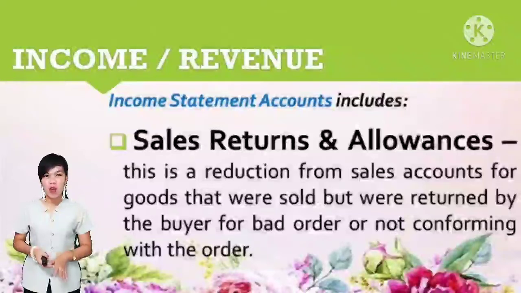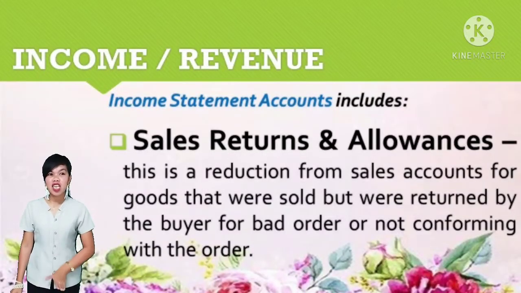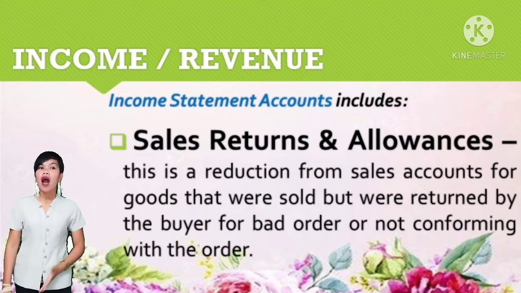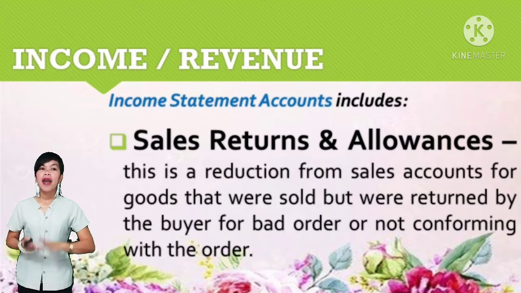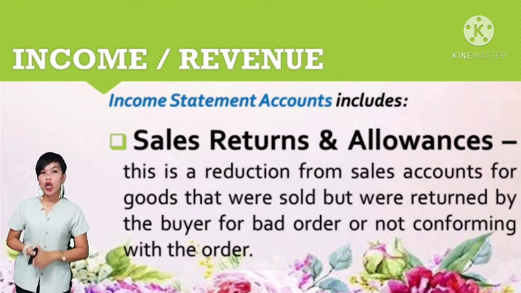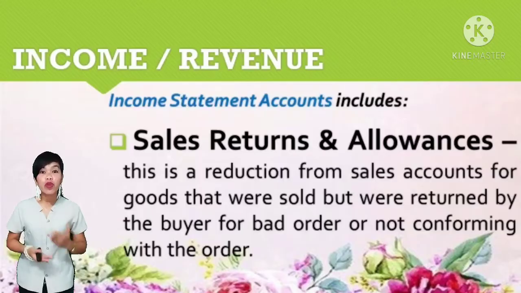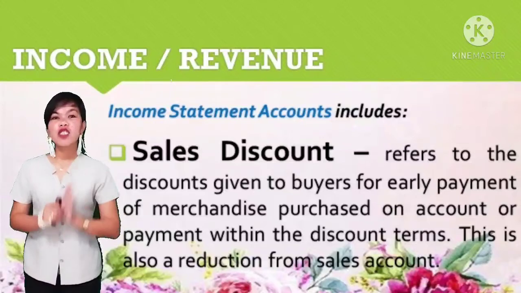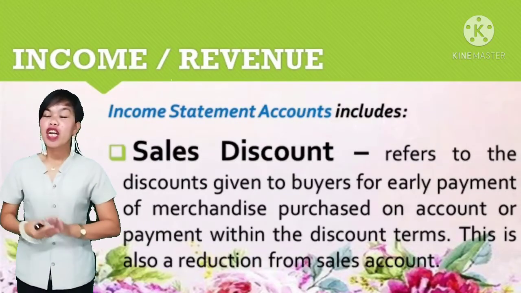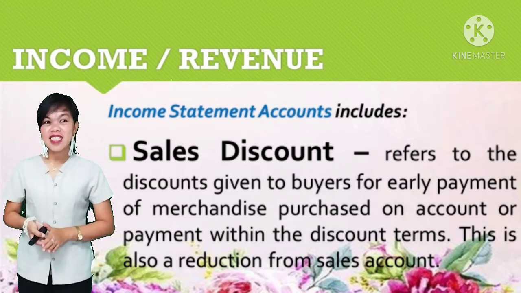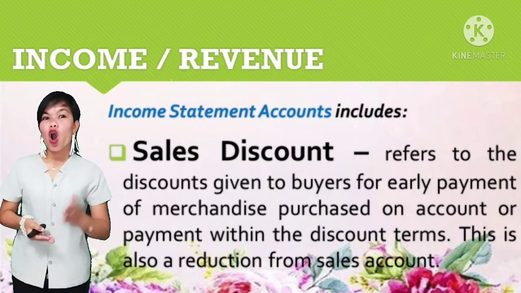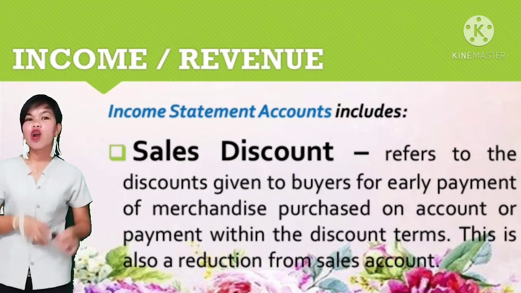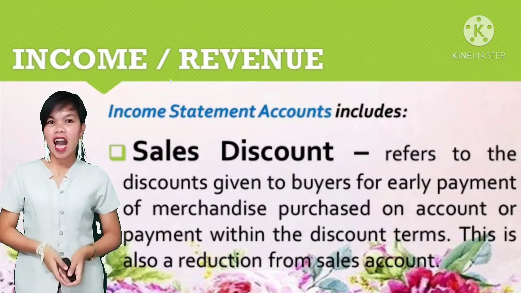Sales returns and allowances. This is a reduction from sales accounts for goods that were sold but were returned by the buyer for bad order or not conforming with the order. Sales discount refers to the discount given to buyers for early payment of merchandise purchased on account, or payment within the discount terms. This is also a reduction from the sales account.